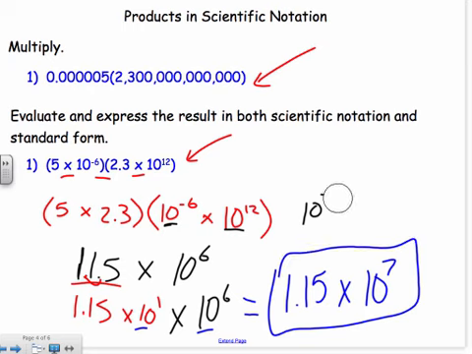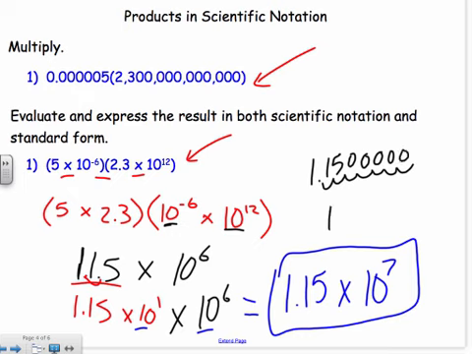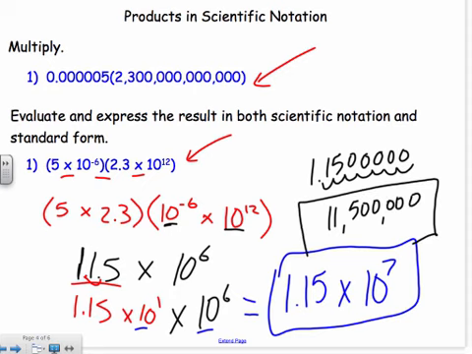And if I wanted that in standard form, we just move our decimal 7 times to the right. So 1.15, 1, 2, 3, 4, 5, 6, 7. Add our zeros and put in our commas. So 11,500,000 would be our two answers.